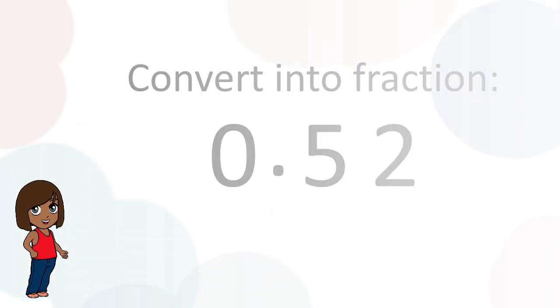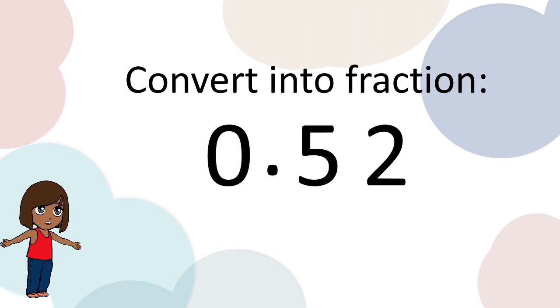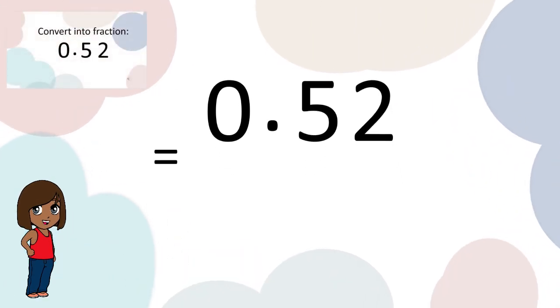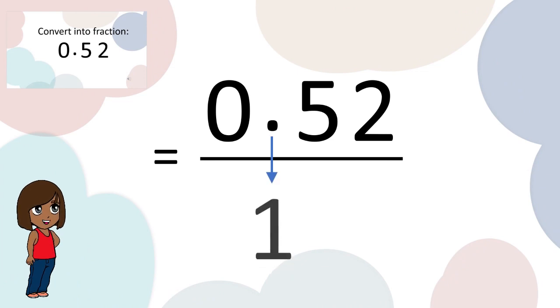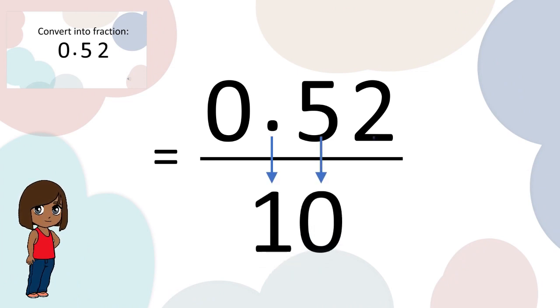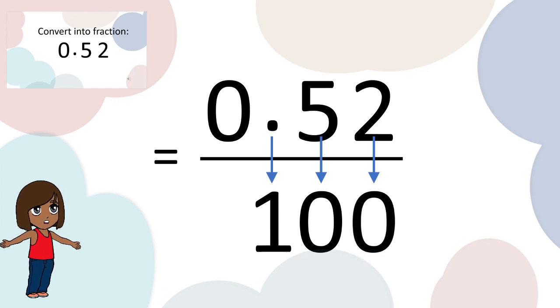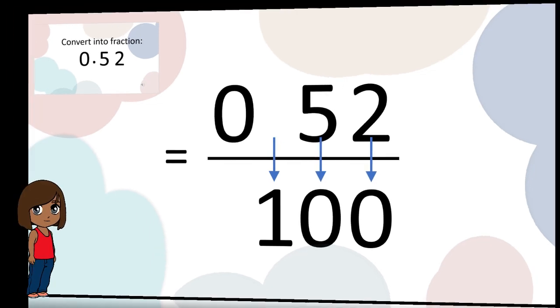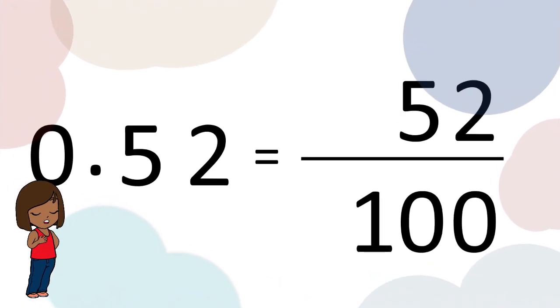Let us take another example. Convert 0.52 into a fraction. For denominator, put a 1 below the decimal, a 0 below each of the 2 numbers after the decimal. You have the denominator as 100. Drop the decimal, and you get the numerator 0.52 or 52. So we have 0.52 equals 52 by 100. Easy peasy?